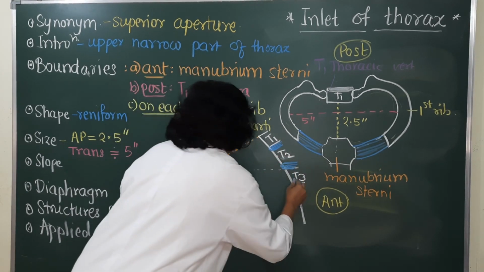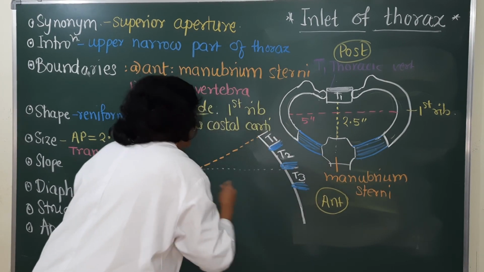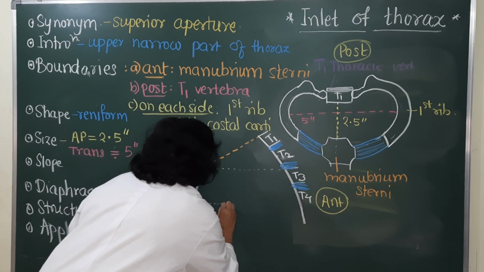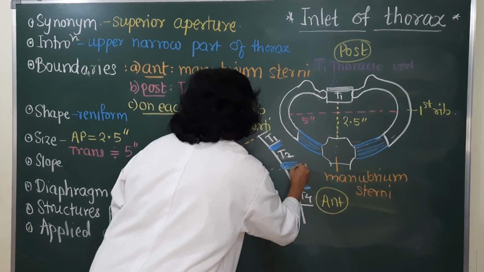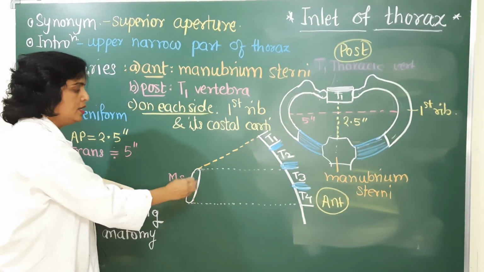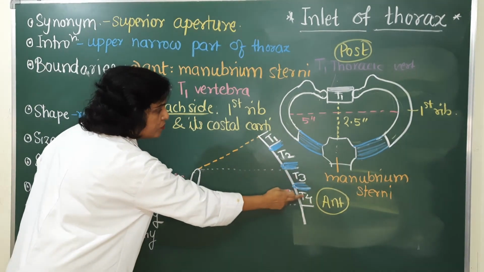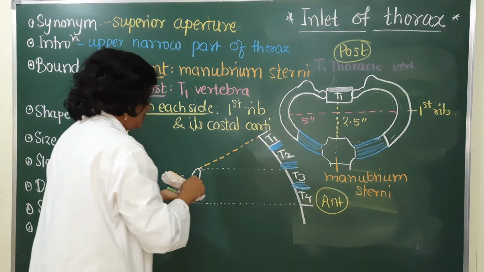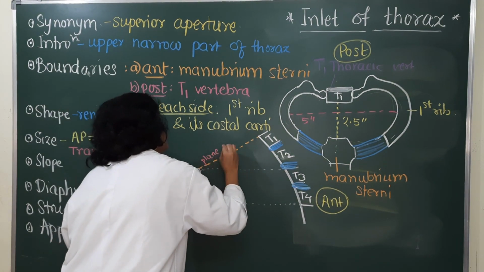Here the disc between T3 and T4 vertebra, and the lower border of T4 vertebra, as you know, lies at the level of the sternal angle. So somewhere here will be the sternal angle. So this is manubrium sterni. You have drawn first, second, third and fourth thoracic vertebra. This orange line indicates the plane of thoracic inlet.